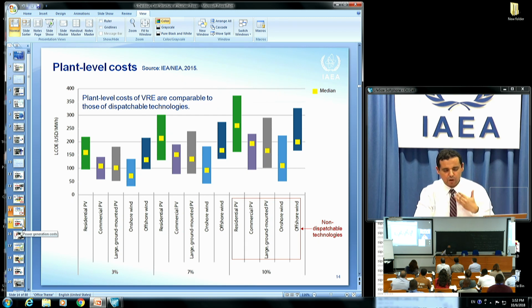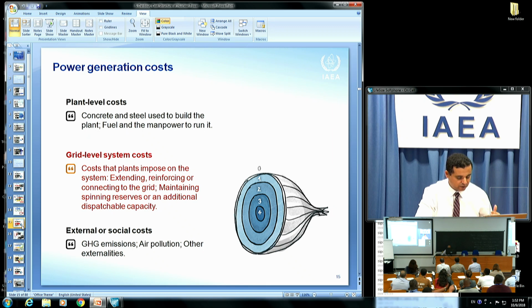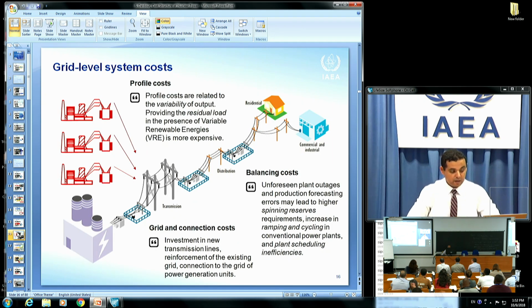So now we move to what we call system costs. So slide 15, and we can go directly to slide 16. So, as I said in the beginning, a power plant is part of the system. So when summing up costs, we should add to the cost of building the plant, operating the plant, and dismantling the plant, normally costs that are incurred within the grid. And these costs are of three types.